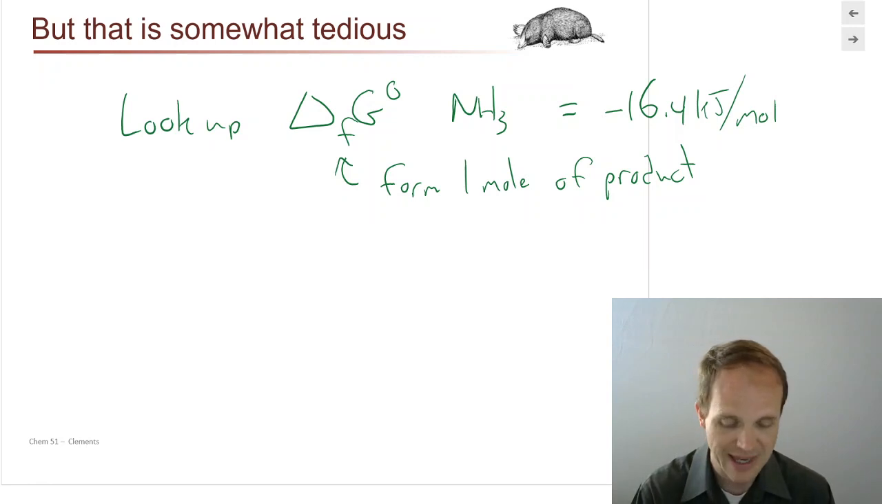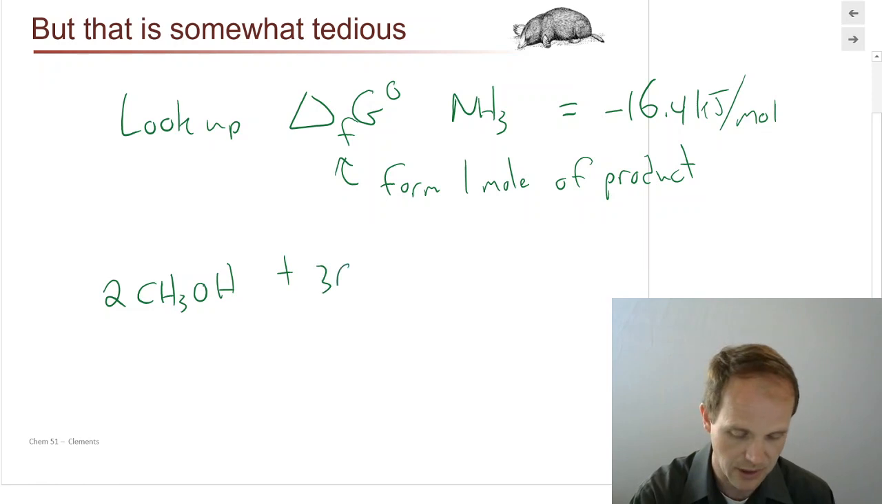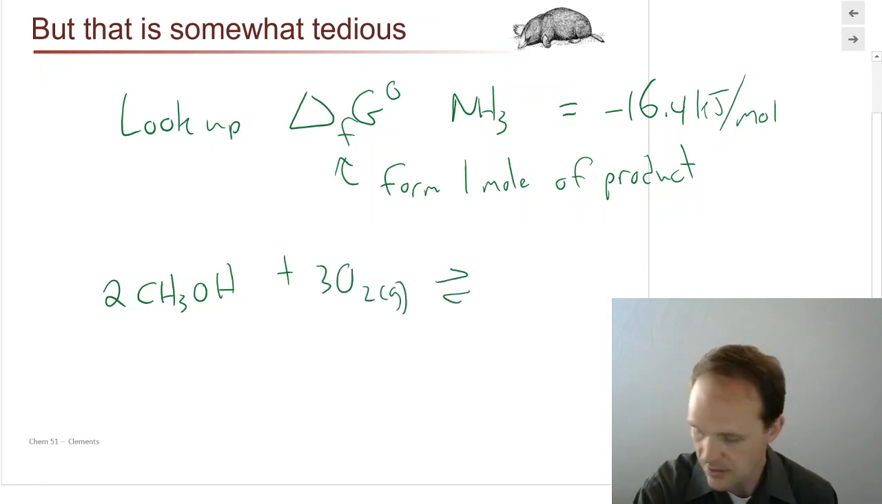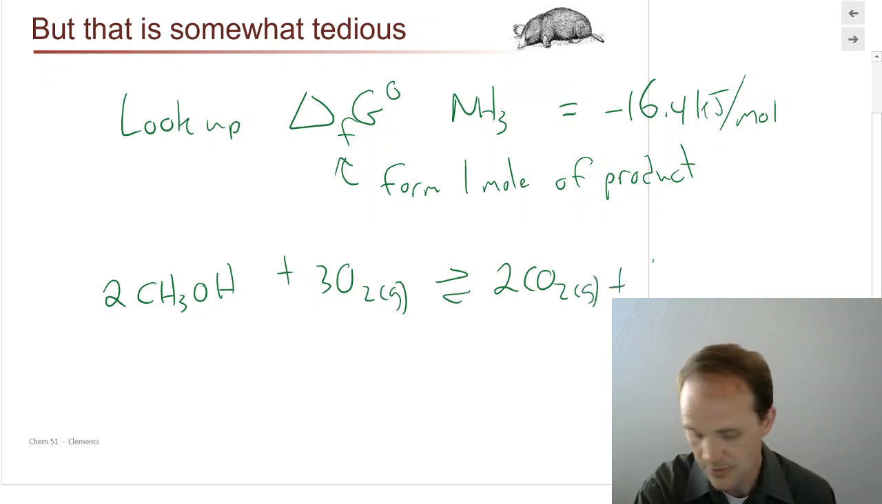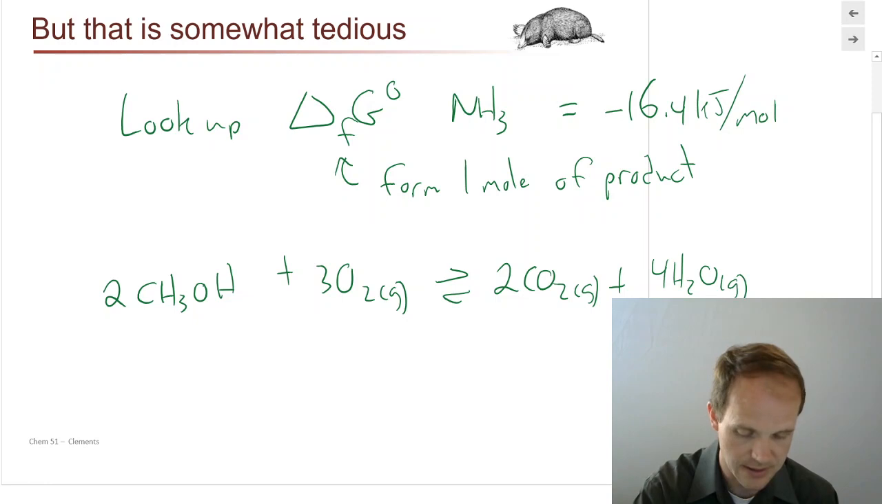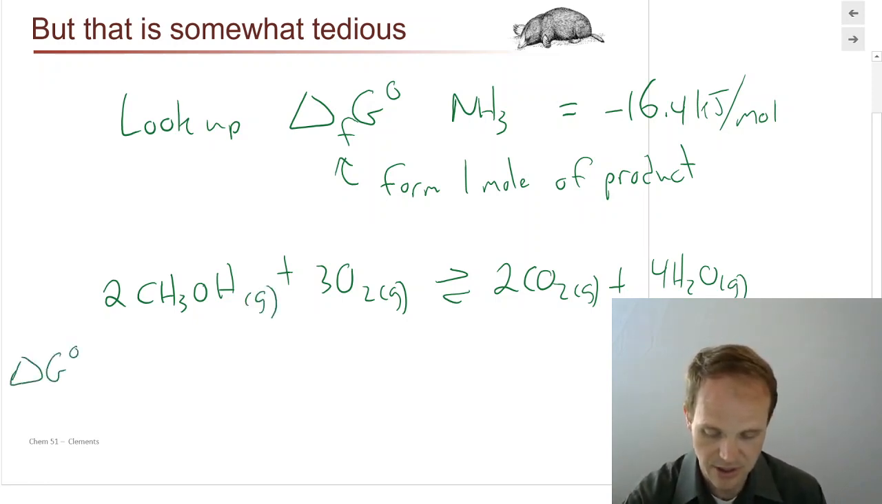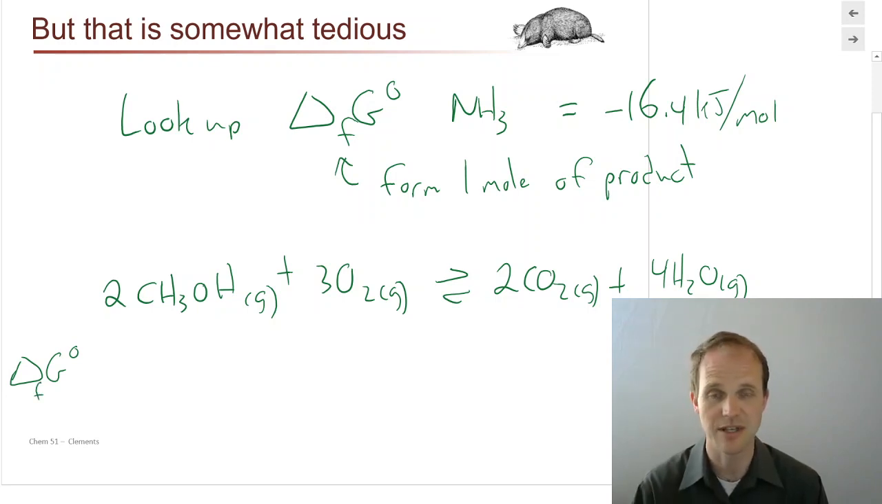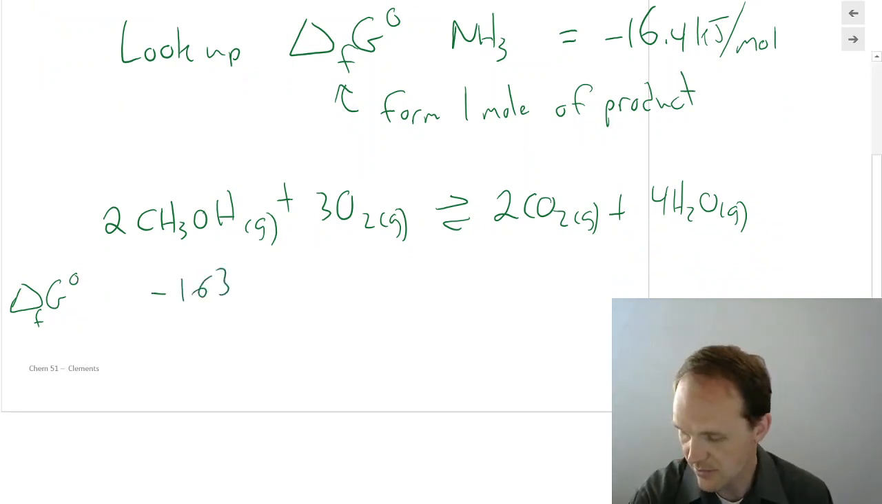All right, so we can't measure delta G directly because it's based on delta H, so we do use these formation constants. And so if we wanted to do something like 2CH3OH and 3O2 gaseous goes to 2CO2 gaseous plus 4H2O gaseous, we can go ahead and actually just look up delta G naught of formation in a textbook, in the appendices that I usually give you as part of tests or quizzes, and we get these values. For this one, it's minus 163.